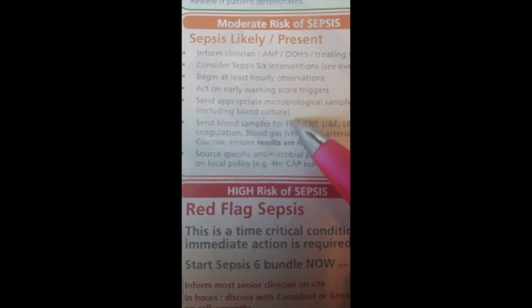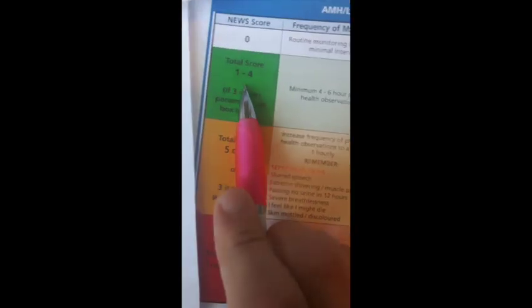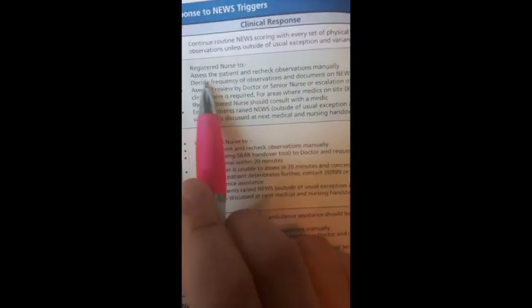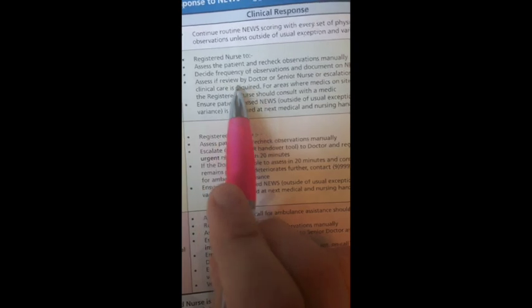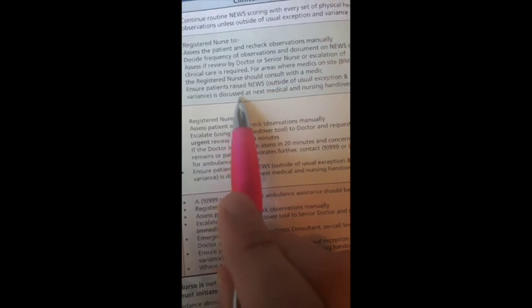Therefore, we are going to move up to the moderate risk of sepsis box. So we are predicting that sepsis is likely, and we now need to contact the doctors. Going back to your news score, the score of 3, we're asking you for a medical review. So this can be escalated and the patient can be reviewed quite quickly. We are suspecting that she has sepsis, although there are no red flags.